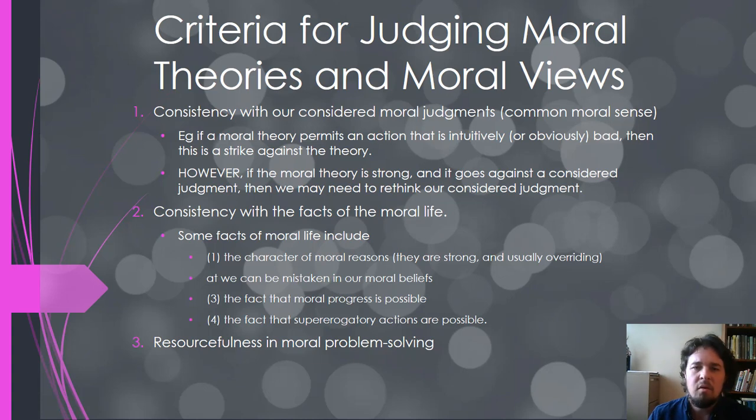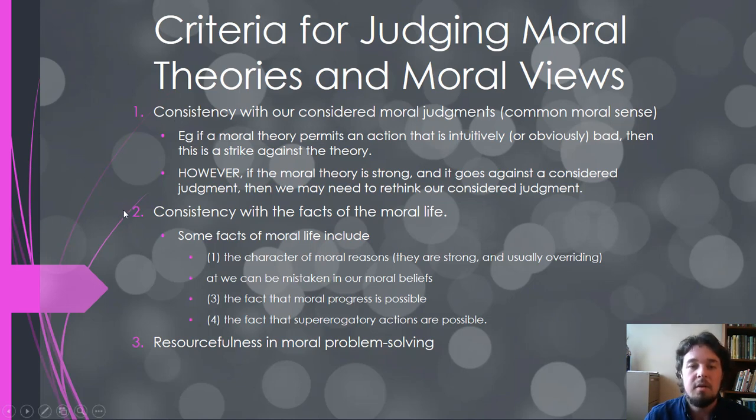So if you have a theory or a view that could permit an action that's intuitively bad or wrong, then that's a strike against the theory. If you have a theory that permits harvesting people's organs against their will, then there's something wrong with the theory, and you're going to have to go back and change it, because it's obviously wrong to harvest people's organs against their will. We'll see that example come up in a second.